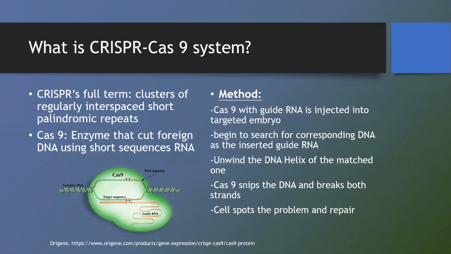The way it works is relatively simple. As the picture illustrates, Cas9 with guide RNA is first injected into the targeted embryo. Then, like having a treasure map to find the fortune, Cas9 begins to search for the DNA corresponding to the inserted guide RNA. Once it's found, it unwinds the DNA helix, snips the DNA, and subsequently breaks both strands. Because of this big and obvious break, the intruded cell will ultimately spot the problem and repair it, so that the new healthy part can substitute the viral part.